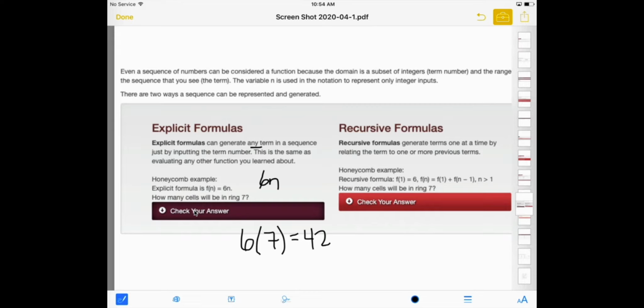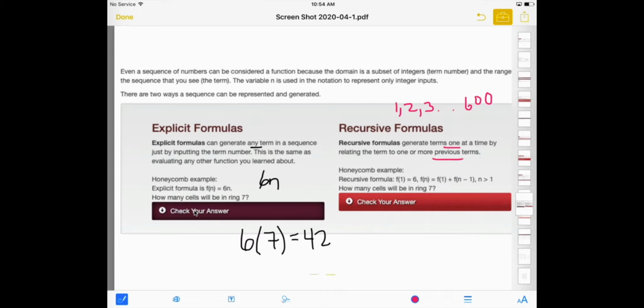So explicit is to find any term that you can think of, but recursive is a little bit more particular because in order to find the term that you want, you have to use the term previous to it. So let's say you want the 17th term, you need the 16th term. If you want the 564th term, you need the 563rd. So it takes a little bit longer to work through that. In order to get to 600, you need 599. So it's a little bit harder to work through.